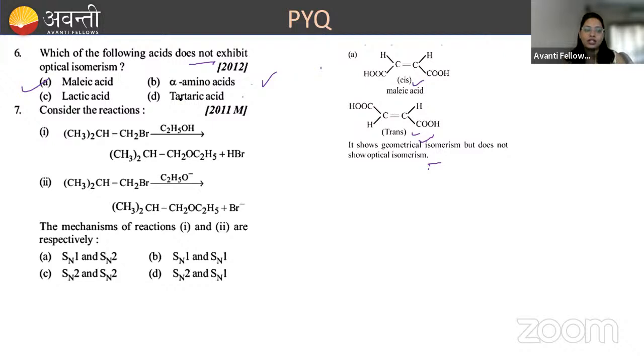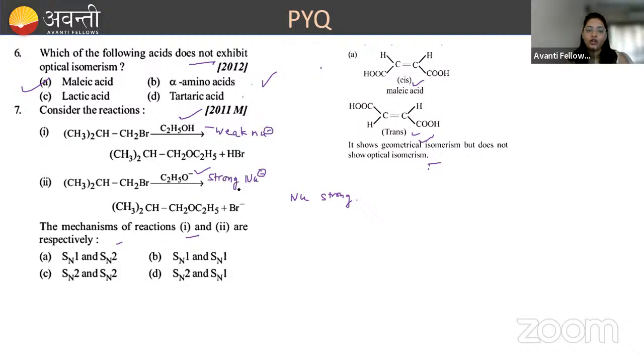Next problem, consider the reaction. You can see two reactions are given. The mechanisms of 1 and 2 are respectively... We just need to find out the mechanism for the given reaction. What type is the first reaction, SN1 or SN2? How are you going to identify that? Identify the nature of the nucleophile, which is a strong nucleophile and which is a weak nucleophile. See, in the first reaction, C2H5OH, and this is C2H5O minus, which is a strong nucleophile. First one or second one? So this is a weak nucleophile, and this is a strong nucleophile.